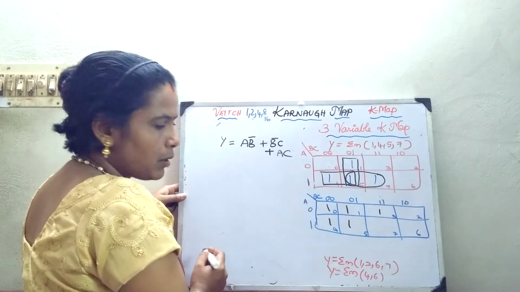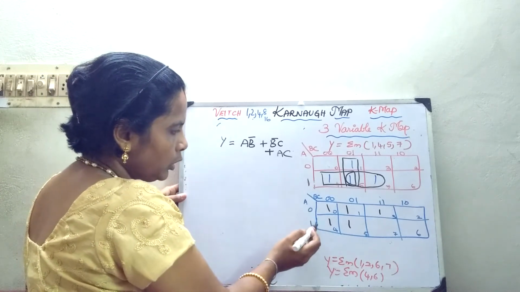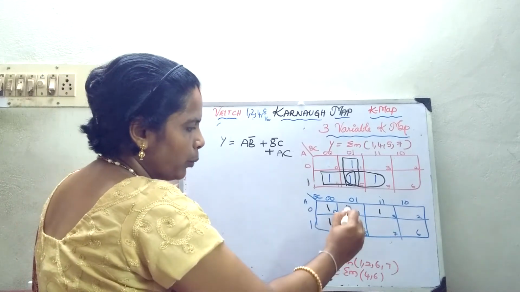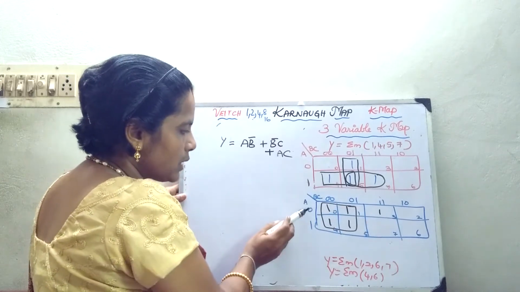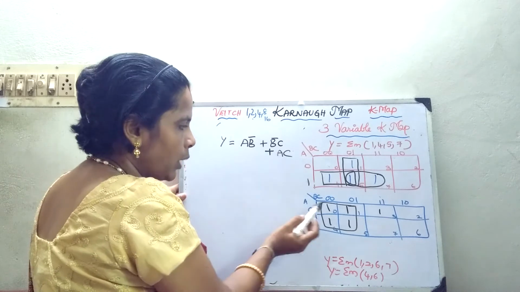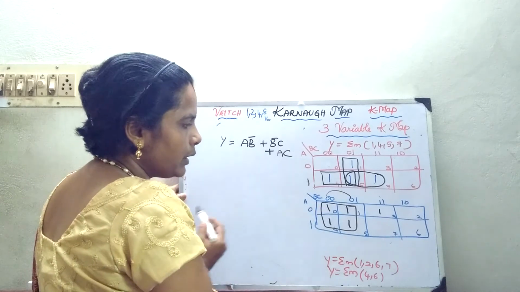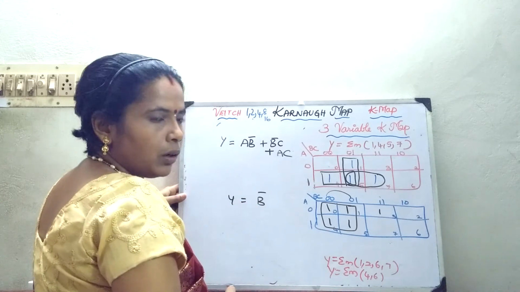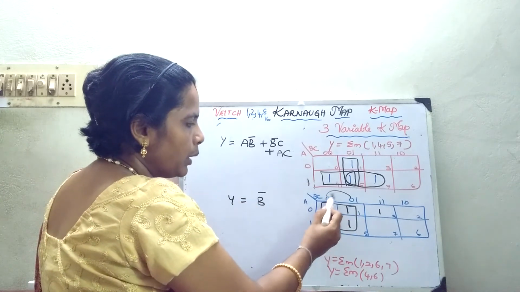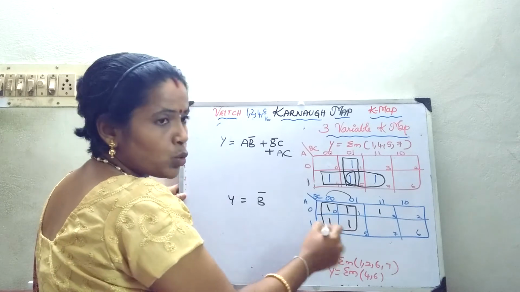So what will be the answer for this? Now here how can I group? 8 cell grouping is not possible. I can go in for a 4 cell grouping. What will be the answer? 0 and 1, it is not matching. Check the first variable, it is matching. So that is b bar. Okay. Now b bar, second variable is not matching. So this grouping is over.